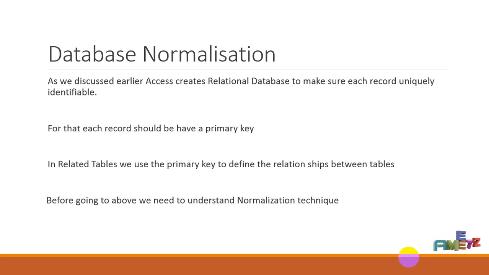So now we are actually discussing a structured database. We are talking about related tables. What are related tables and how do we arrive at them? What are the rules we need to follow to get those kinds of related tables? In a relational database, to make sure each record is uniquely identifiable, which is reiterated again, each record should have a primary key. In related tables we use the primary key to define the relationship between tables.